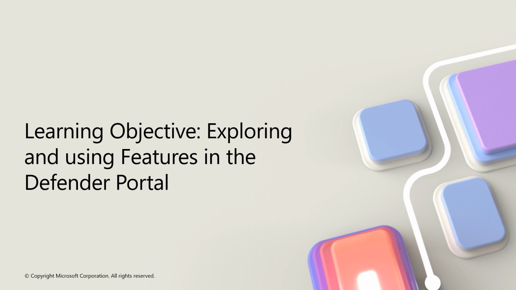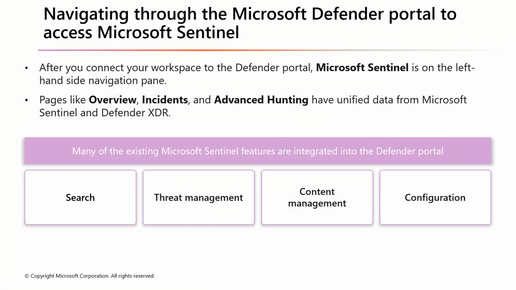So now let's start with the exploring and using features in Defender portal module. Once your Microsoft Sentinel workspace is connected to the Defender portal, you can access it directly from the left-hand side of the navigation pane. Key pages like Overview, Incidents, and Advanced Hunting now show unified data from both your Sentinel and your XDR portal page.